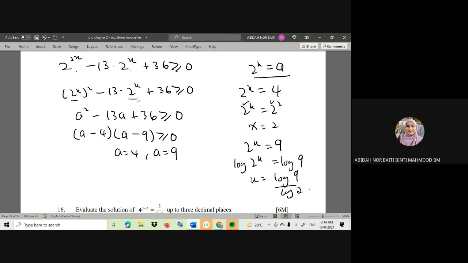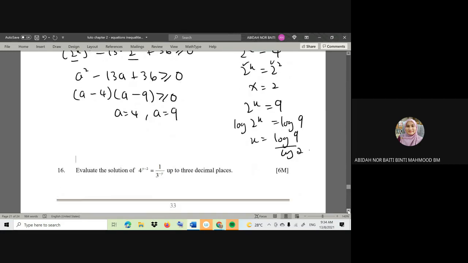Any question? Ada, Madam, soalan tak? Madam, log, ya, ya. Kalau log 9 divided with log 2, nanti kalau dapat point-point tu macam mana? Ambil yang 2 dp. At least 2 dp. Okay. Memang akan dapat decimal lah kat situ.